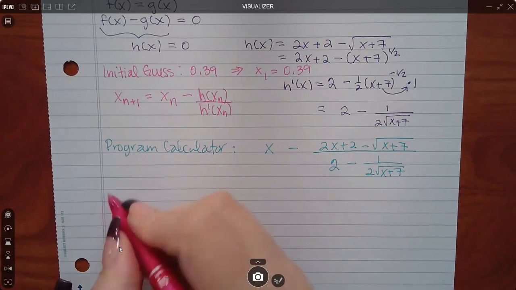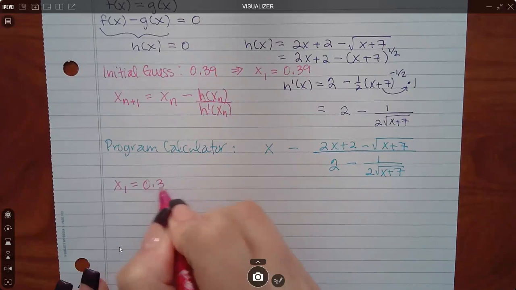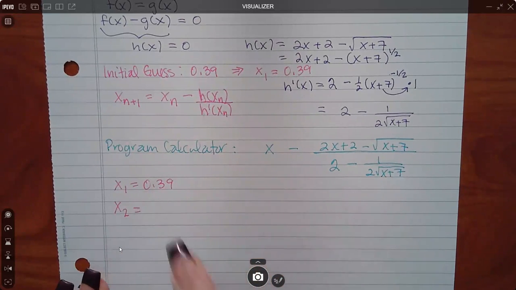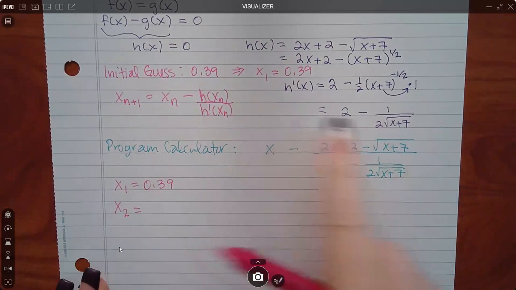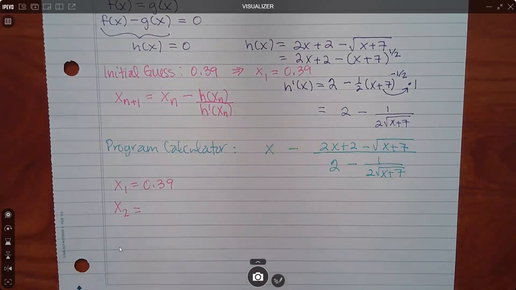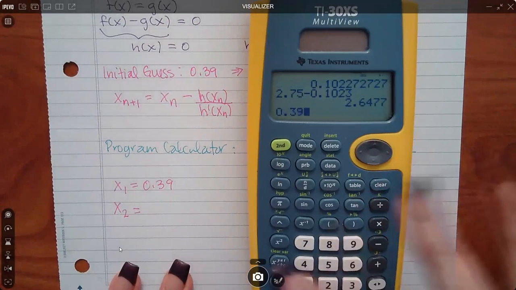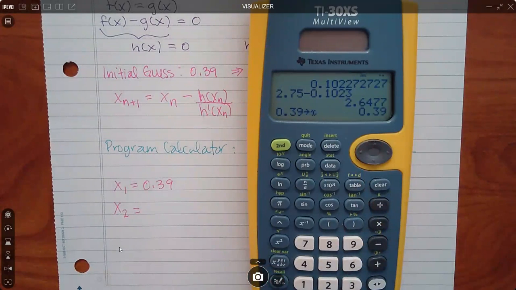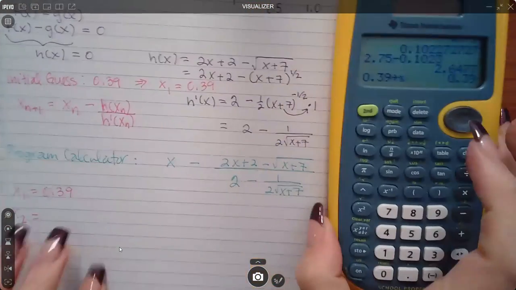So here's where I'm going to go. My first guess is 0.5. If I want to get my second guess, I have to plug 0.5 into this expression. Okay. So I'm going to do 0.5 stores x so that after I type all this in there, I don't get an error. I did that yesterday. I was practicing on one of the problems where I guess x was 0 the last time. And when I hit enter, it said domain error. And then when I clicked clear, the whole thing went away. So make sure you store your x value first before you do all the work to get this in your calculator.